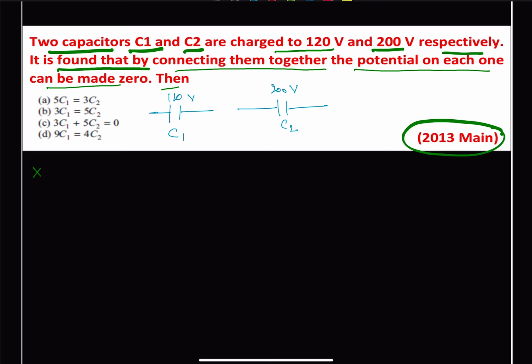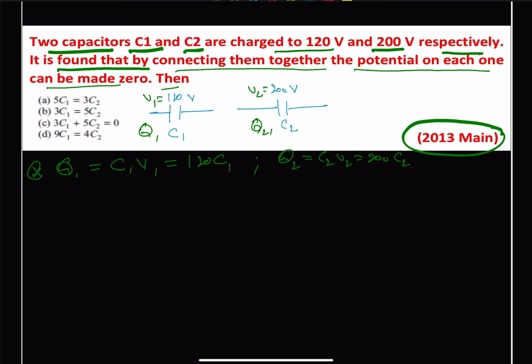So we can say our Q1 will be equal to C1, let us call this voltage V1 and this voltage V2, and this is our Q2. Q1 will be equal to C1 into V1, which gives us 120 times C1. Similarly, our Q2 will be equal to C2 times V2, which gives us 200 times C2.